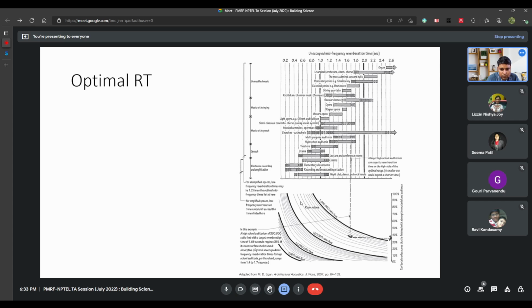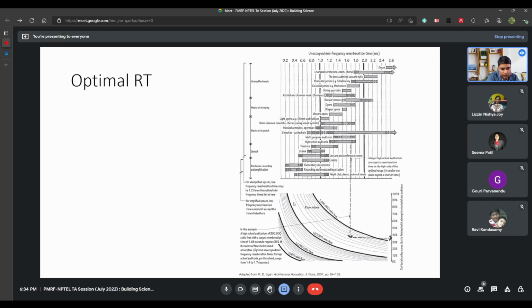So basically, if you have recording and broadcasting studios, here at the bottommost you can see the recommended reverberation time for recording and broadcasting studios, which lies between 0.2 to 0.7. So to achieve that, if we drop a vertical line, and also based on the other curvilinear lines, which are basically the volume of the room that you have in hand. If you have a very small volume, you go below.